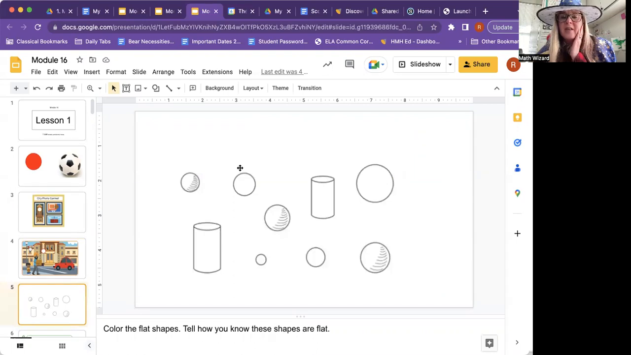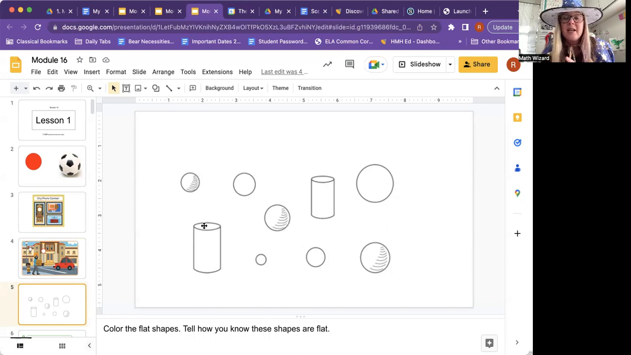Okay, now here you have this page in your book and it says color the flat shapes. Tell how you know these shapes are flat. Well, really, they're all on your paper and your paper's flat. But what they're saying is, does it represent? Do you see the little lines here? That represents shading of a ball, like a sphere. So those are not flat shapes.